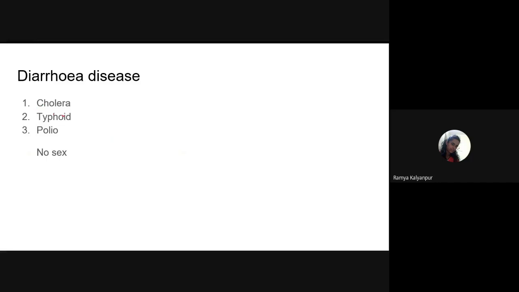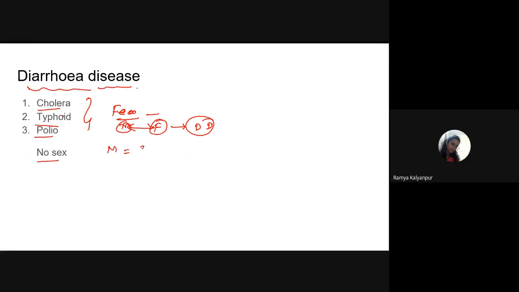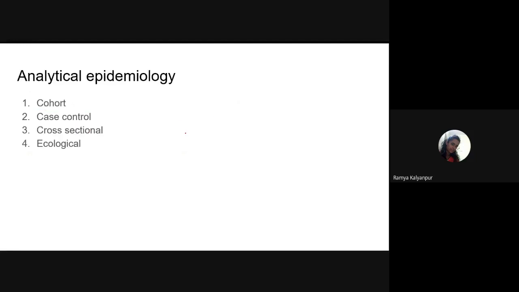Next, coming to diarrheal diseases like cholera, typhoid, polio, or rotavirus, again these have no sex distribution because these are feco-oral in origin. Male also may consume the same contaminated water, and female also can drink this contaminated water, and both have equal chances of developing these diarrheal diseases. So for any diarrheal disease, if the question is asked about sex distribution, say that it is the same in male and female. No particular variations are seen.